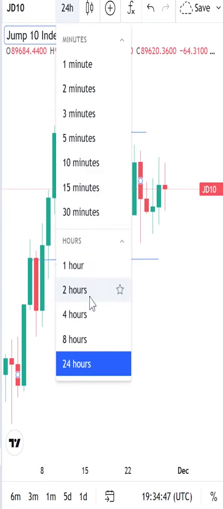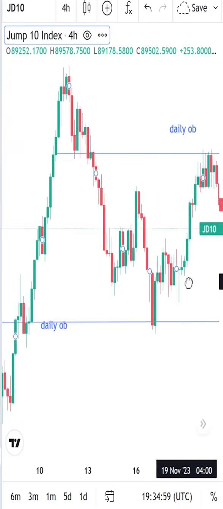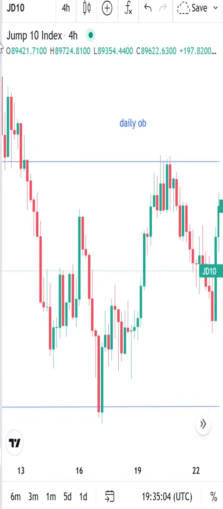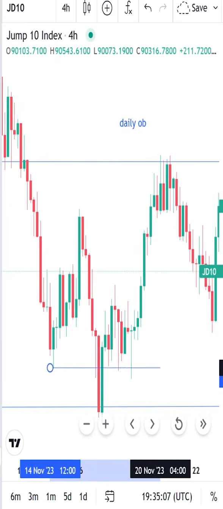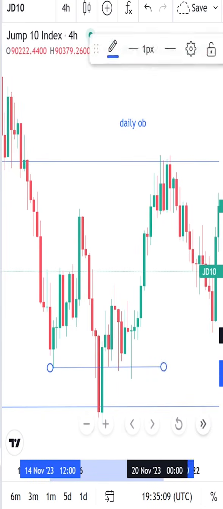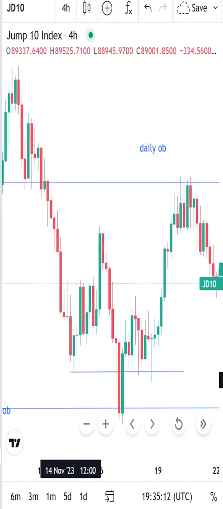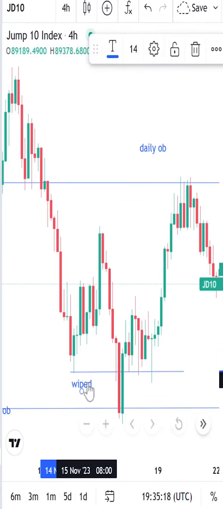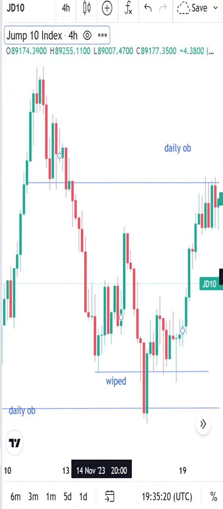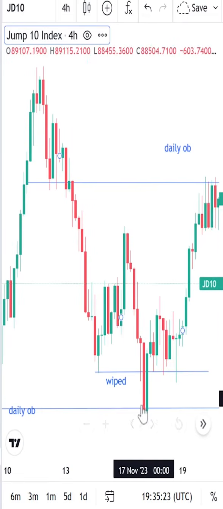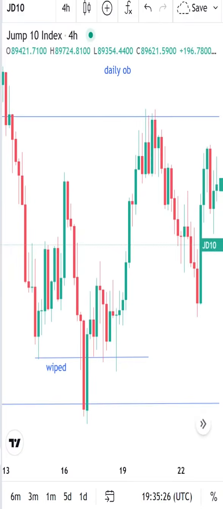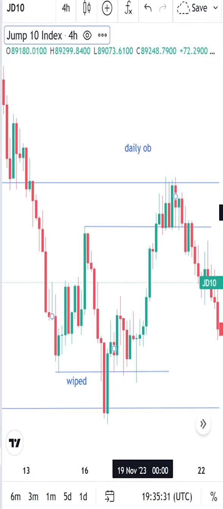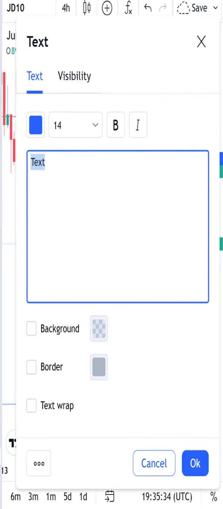So when we move to our 4-hour chart, we see that now price did this. It hit this, it wiped, while it hit this daily OB, isn't it? So that was a wipe. Price did swing here, hit, and then what did it do? Broke structure above this high. So now after it broke structure, let me write BOS.